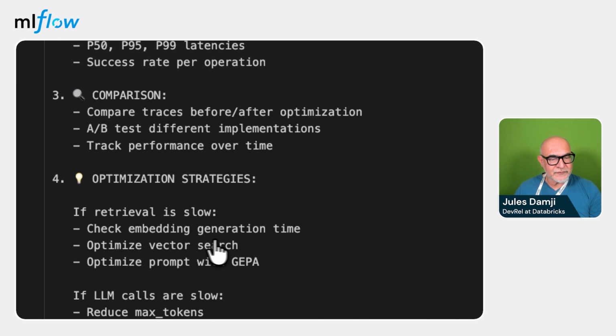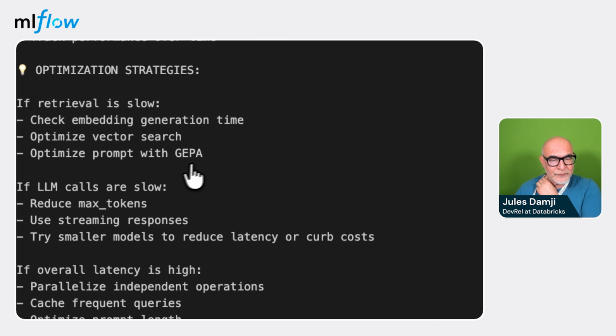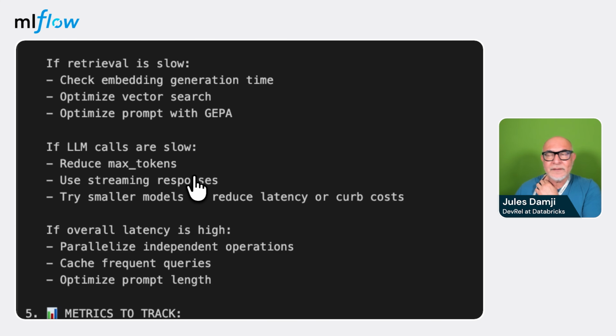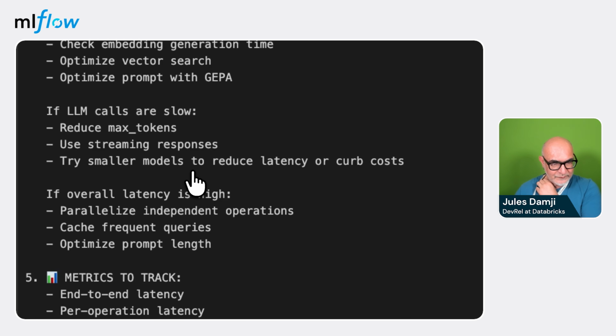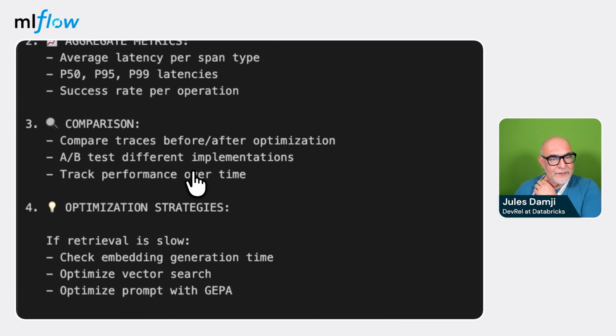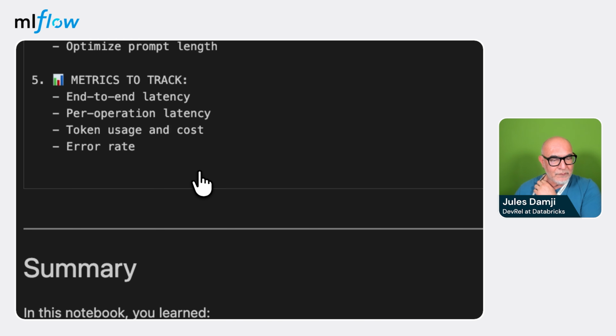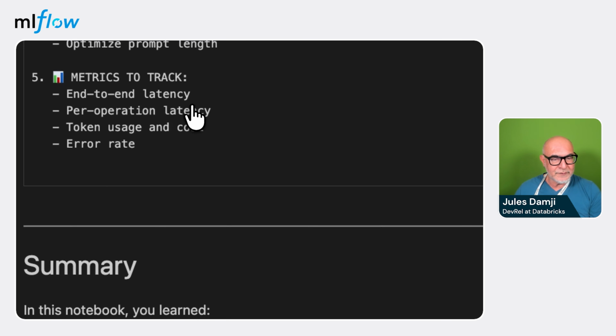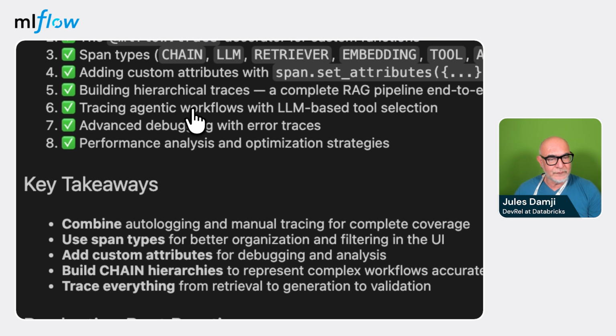I can optimize my strategies by looking at the embedding generation, or maybe use a different tool to create it. I might optimize my vector search. I might use my prompt for GEPA, and then look at some of the LLM calls which are slower to maybe substitute with a smaller model. And any of these traces and more granular data gives you the ability to debug and optimize your agentic workflow.